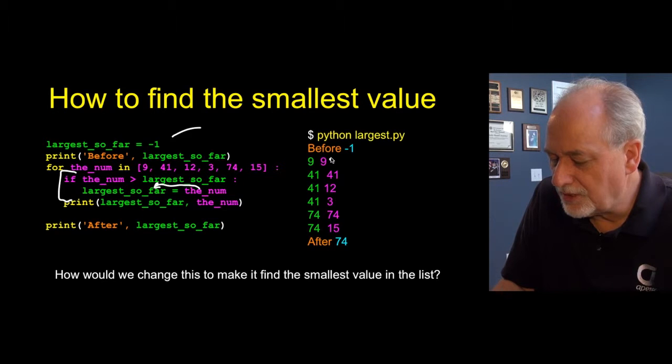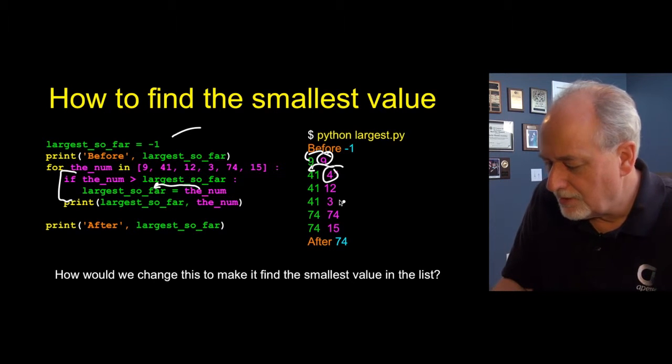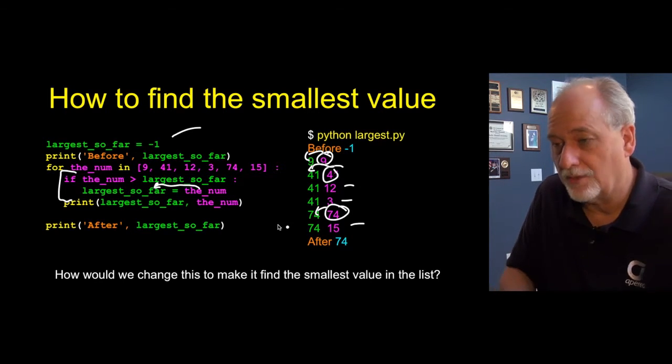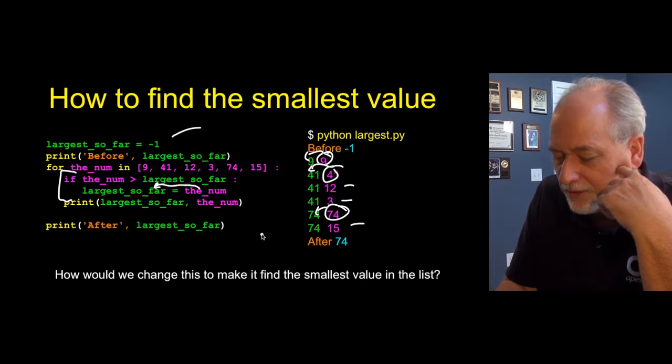So when we see 9, it's better, we capture it. We see a 41, it's better, we capture it. We don't capture this, we capture the 74, and we don't capture the 15, and that's how we do it. So you could think of this as better.